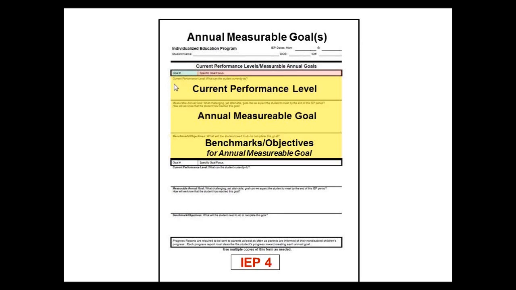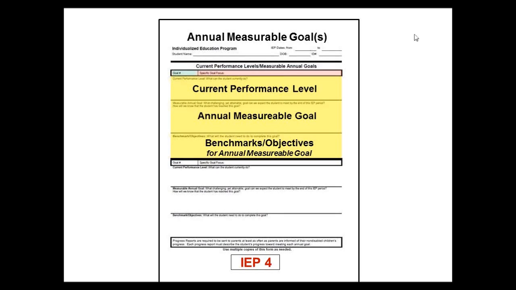So if we look at this form, the first little subsection here is the current performance level. As opposed to PLEP A, where we were talking about how the disability is affecting performance, here we want to talk about, within this goal area, what can the student currently do today? Today meaning the day that we're writing this goal, okay? And then down here is where we're going to be writing what the goal looks like. Okay, what is the goal that we want the student to achieve by the end of this IEP term?